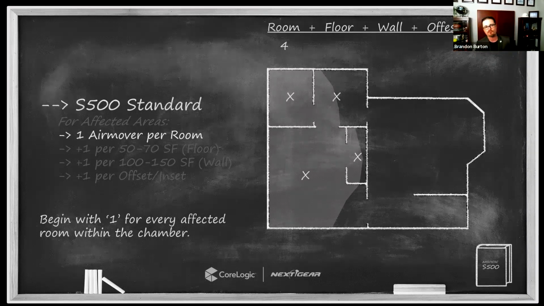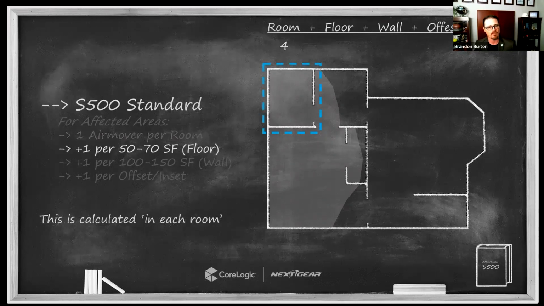Now, from this point forward, the rest of the calculation, and here's one common mistake made with this calculation, is done on a room-by-room basis. So the next step is that I should have an air mover for every 50 to 70 square feet of affected floor within each room. So this calculation is performed on a room by room basis.